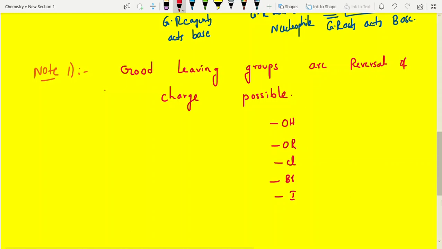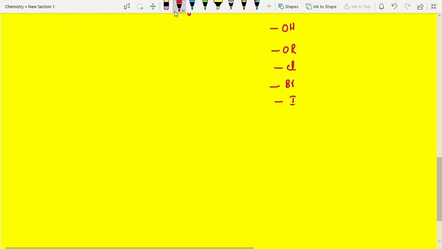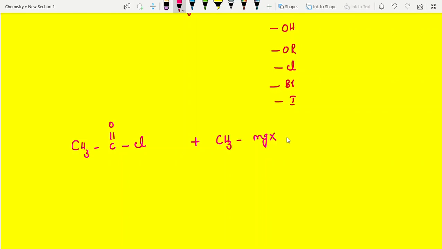Let me take acids and acid derivatives. Anything you can take. Let me take acetyl chloride, an acyl chloride, plus Grignard reagent. They will ask: acetyl chloride reacts with the Grignard reagent. How many moles of Grignard reagent are required? What is the product? What is the product name? Is it a tertiary, secondary, or primary alcohol? They can frame the questions in different ways.